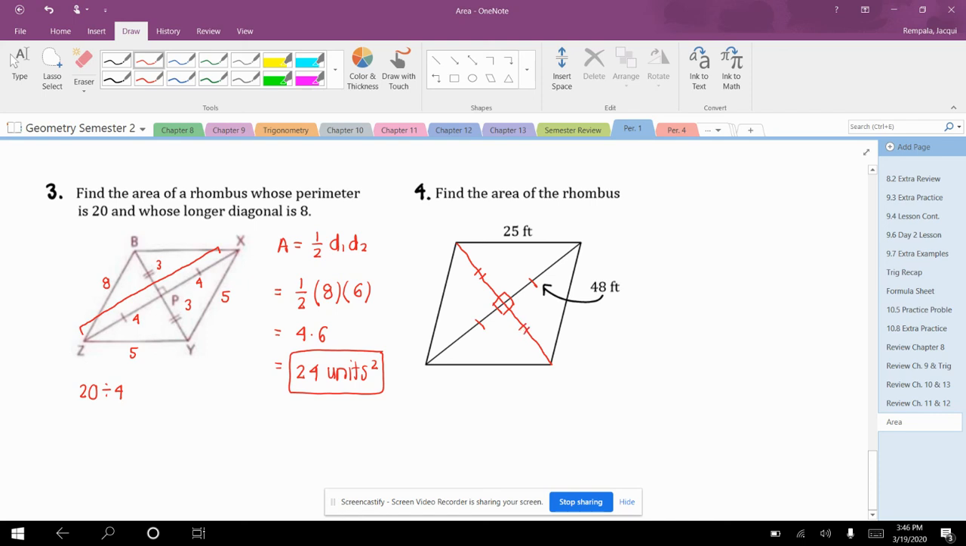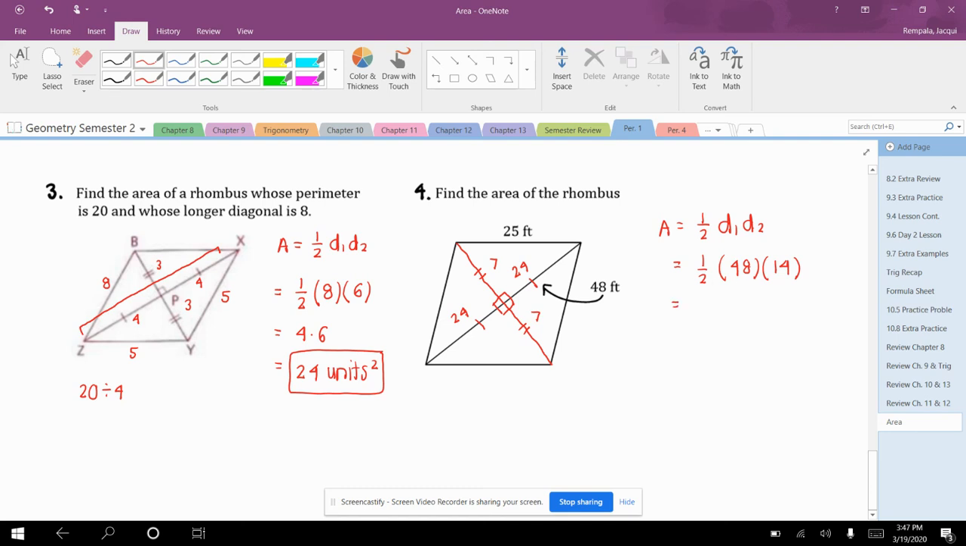So take half of 48, and that tells us that this piece has to be 24. This piece has to be 24. And then hopefully we recognize that we have a triple. We have a 7, 24, 25 family, and that's going to happen on both sides there. So I have then enough information to use my 1/2 diagonal 1 times diagonal 2 formula. So 1/2, my first diagonal was a length of 48. I want to add 7 and 7 to get my other length of the diagonal to be 14.